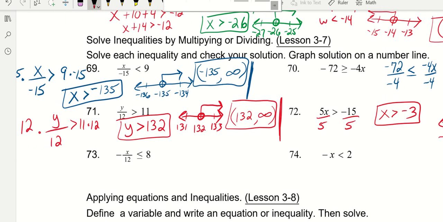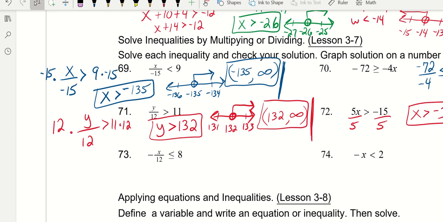Number 73. All right, here we have a negative. We're going to have to multiply by negative 12 on both sides. So let me step off here to the left. This is negative x over 12. Remember, it doesn't matter where we put this negative. It can be up top, down below, or in the middle, just as long as there's only one of them. So we're going to multiply by negative 12 on the left, and then 8 multiplied by negative 12 on the right. When you multiply by a negative on both sides, we have to flip our sign.